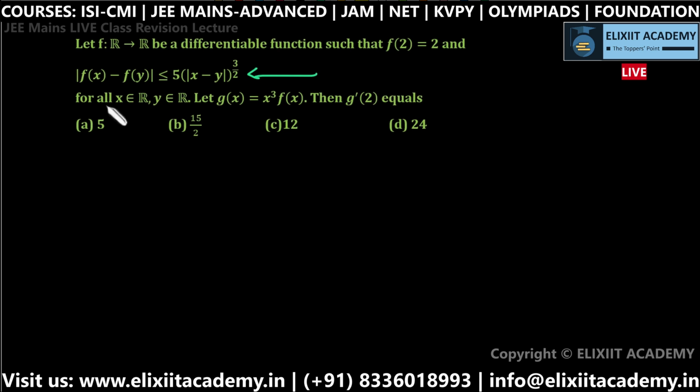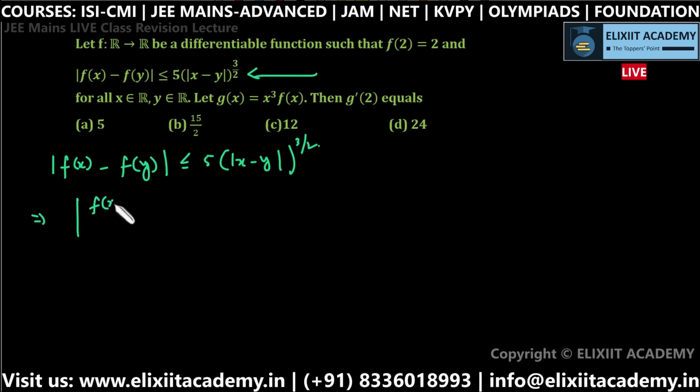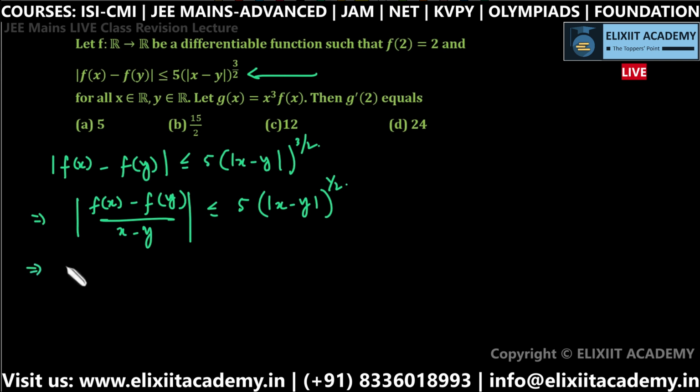So first, let us deal with this function. Very common expression, and we have already done this quite a few times in our class. It's less than or equal to 5 into mod of x minus y whole to the power 3 by 2. So this is how to solve this. First, bring one mod x minus y over here in the denominator on the left hand side and make the right hand side whole to the power half. Now take limit y tends to x on both sides.